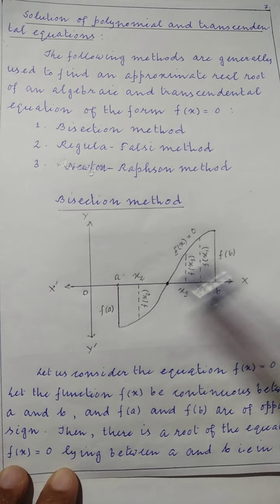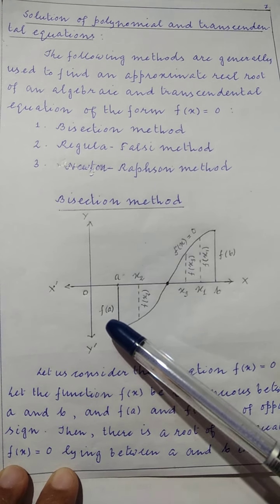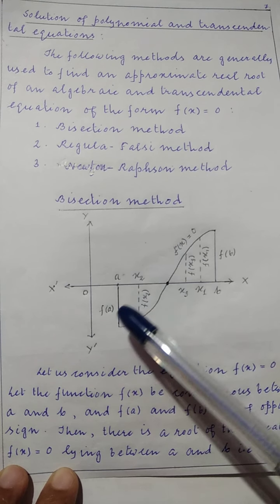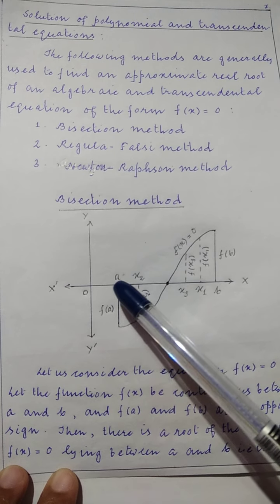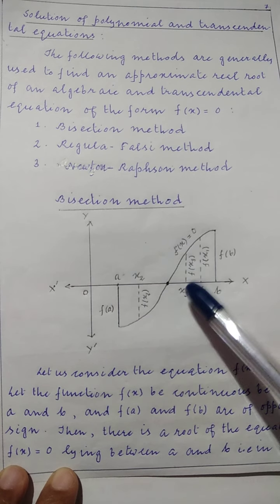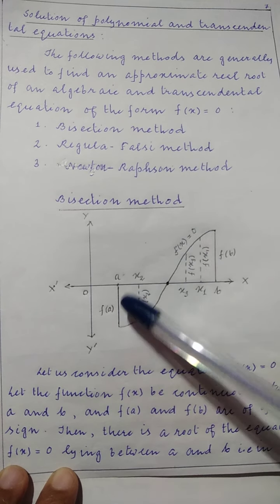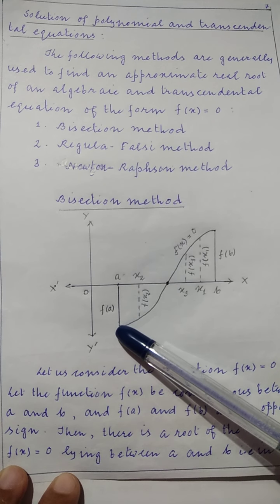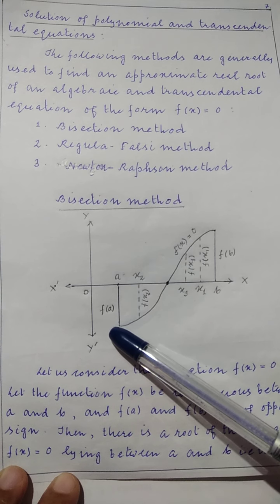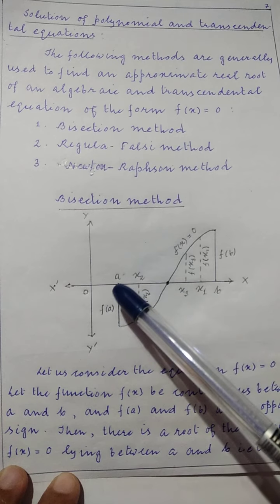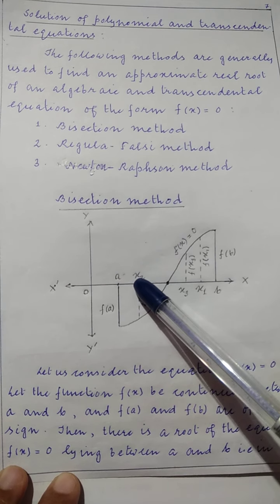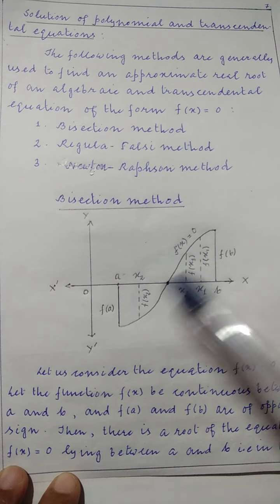So we know that if the product of two ordinates is negative, then there must exist at least one root. So now we can consider this way: the root of the equation lies between a and x1. Because f of x1 is positive and f of a is negative. So next, our target is to take the next approximation. How to get it? Suppose it is denoted by x2. x2 is equal to what? Now we bisect this interval: x2 is equal to (a plus x1) divided by 2.